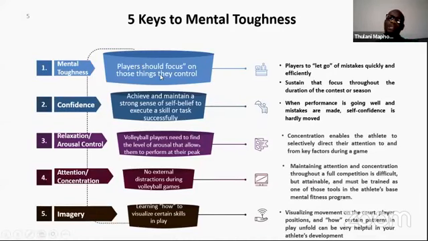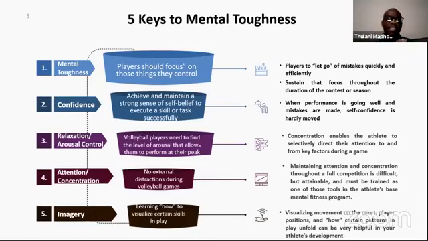Then, within the bigger picture of mental toughness, I managed to extract 5 critical elements. The first one is where we want to encourage the team and the players to focus on those things they can control, the things that they can do better, and also let go of mistakes quickly and efficiently, and sustain that focus throughout the duration of the contest or the season.